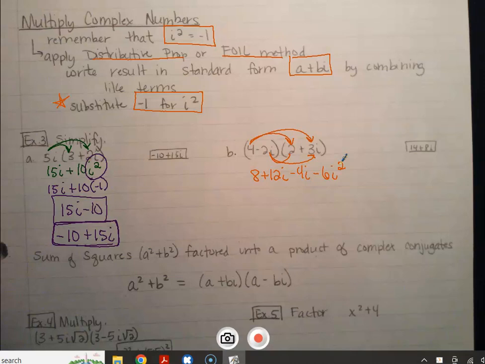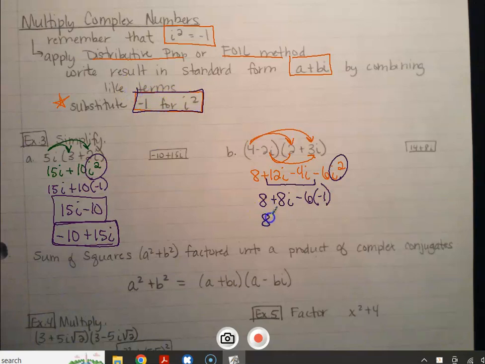All right, then we combine like terms, right? Positive 12i and negative 4i. So we have 8, positive 12 plus and minus 4 is going to be 8, so plus 8i. We also have this i squared, so let's go ahead and take care of it. So it's going to be minus 6. i squared means we replace it with a negative 1. And i squared is equal to negative 1.